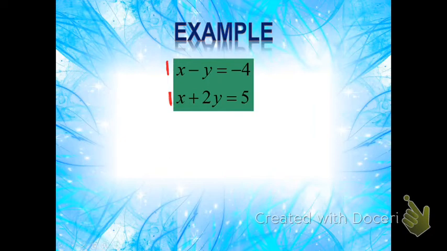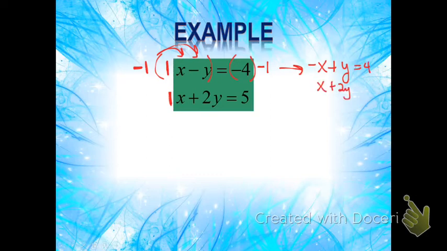So it doesn't really matter which equation you pick. Pick one of the two equations. And the way we would change a sign is to multiply by negative 1. So I'm going to take the top equation and I'm going to multiply both sides by negative 1. And then that gives me the opposite of x plus y equals 4. The second equation I'm going to leave the same, x plus 2y equals 5. So in this case, I only multiplied one of the equations by a constant.